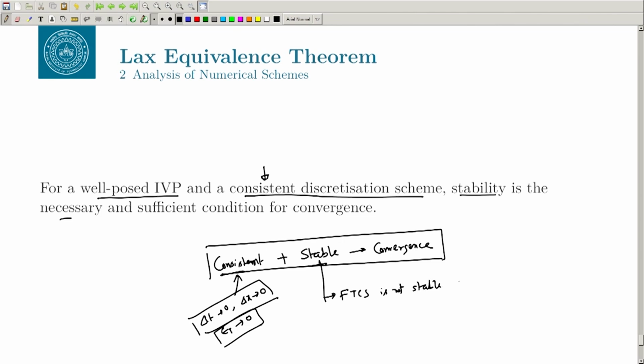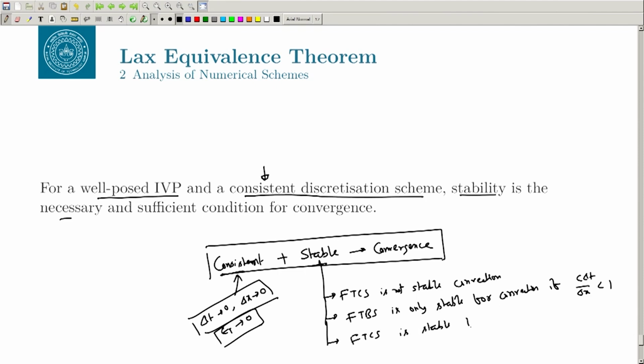for convection. Also, FTBS is only stable for convection if C delta t by delta x is less than 1. FTCS is stable for diffusion if nu delta t by delta x square is less than 0.5. So, these are our observations.